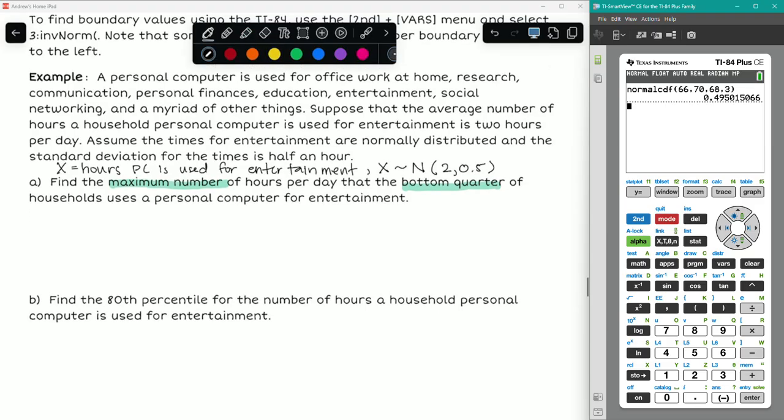So I'm going to draw my picture. I'm going to mark my mean in the center, and then 3 standard deviations out in either direction. In this case, I know my mean is 2, and I'm counting by halves, because my standard deviation is half.